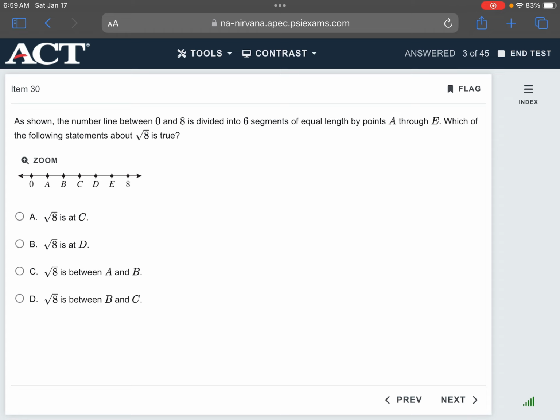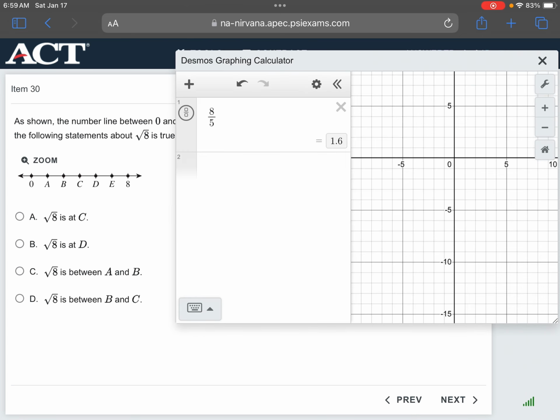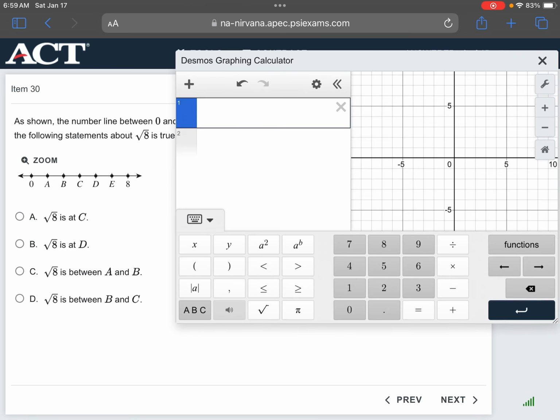So the first thing we're going to have to do is grab our Desmos graphing calculator and do some division here. When I first started trying this problem, I looked at it as 8 divided by 5 because there's 1, 2, 3, 4, 5 different letters. But then if I added up 1.6 for every single one of those letters, it didn't give me 8. So that was clearly incorrect. So we have to divide it by 6, right, because of those 6 equal segments. And then if you add up 1.33 all those times, it gets you to 8.